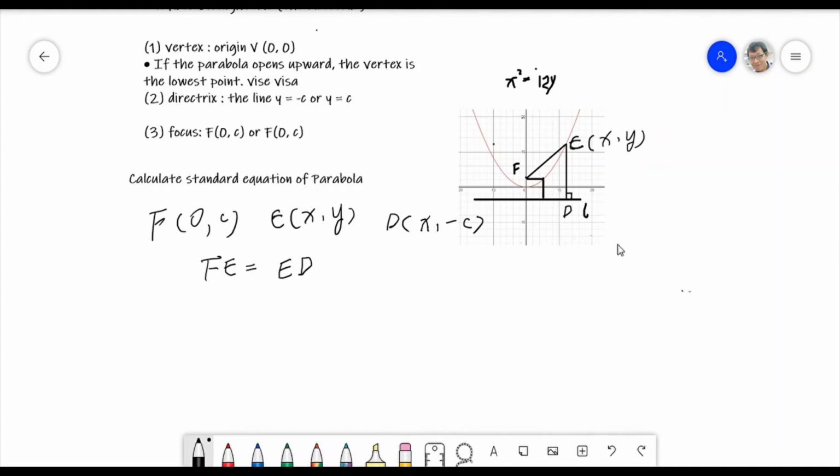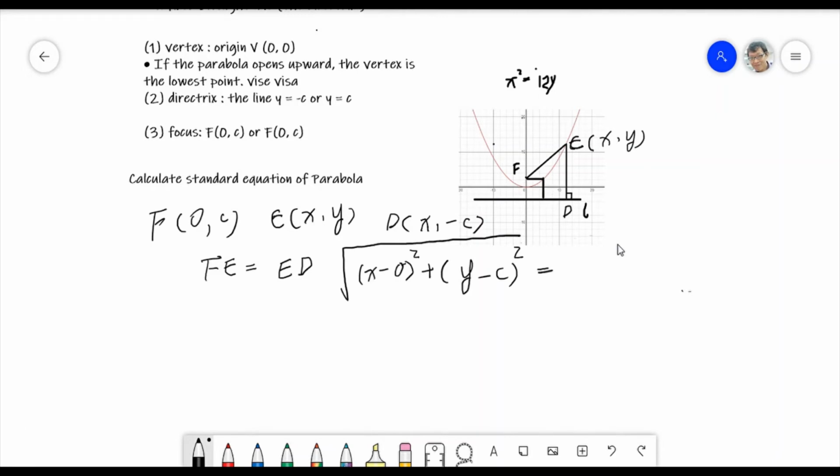What we call equals only for the length, okay? So FE equals to what? FE is equals to the square root of x minus 0 square plus y minus c square. Am I right? Yeah, of course you have to add the square root sign. This is FE. How about ED?